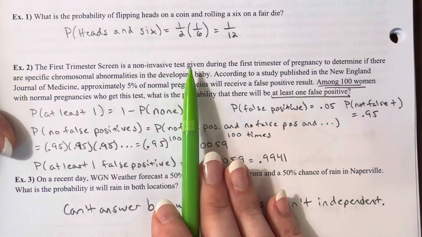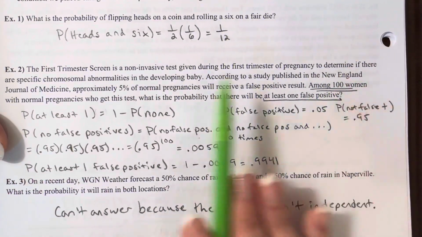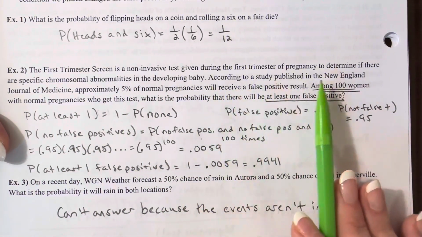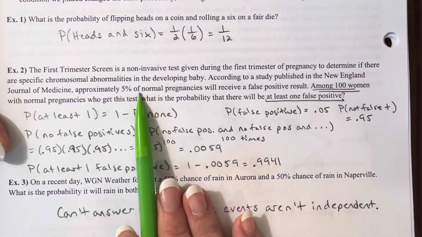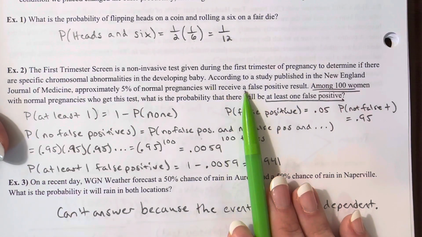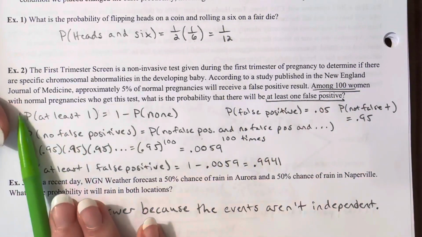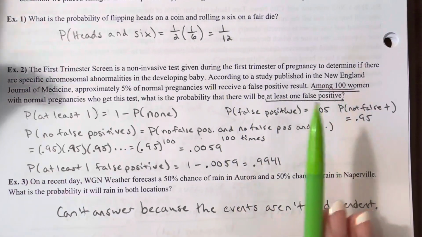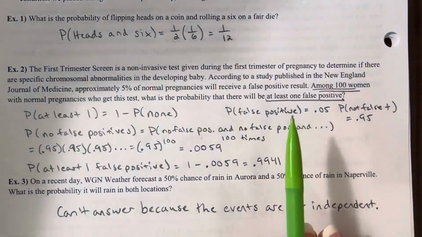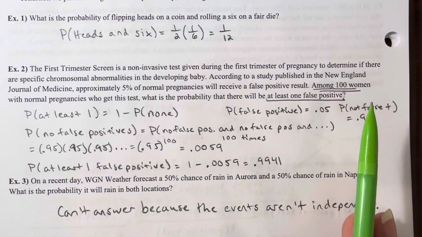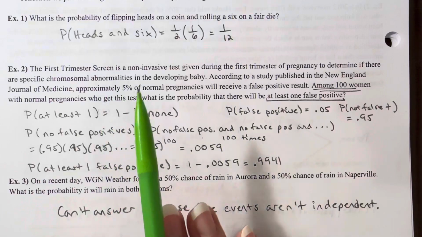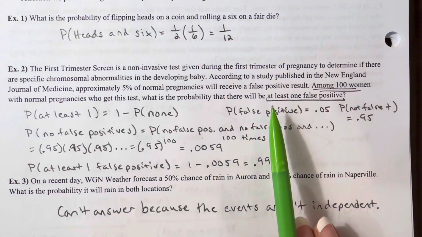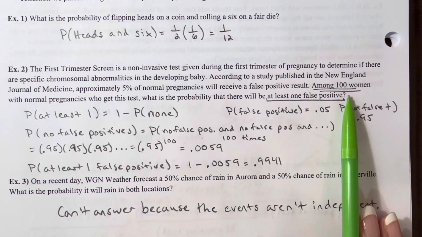For example 2, the first trimester screen is a non-invasive test given during the first trimester of pregnancy to determine if there are specific chromosomal abnormalities in the developing baby. According to a study published in the New England Journal of Medicine, approximately 5% of normal pregnancies will receive a false positive result. Among 100 women with normal pregnancies who get this test, what is the probability that there will be at least one false positive? Now, something to keep in mind: for at least one false positive, you would need to find the probability of 1 false positive, 2 false positives, 3 false positives, all the way up through 100 false positives in order to add all of those together. That is a nightmare situation.